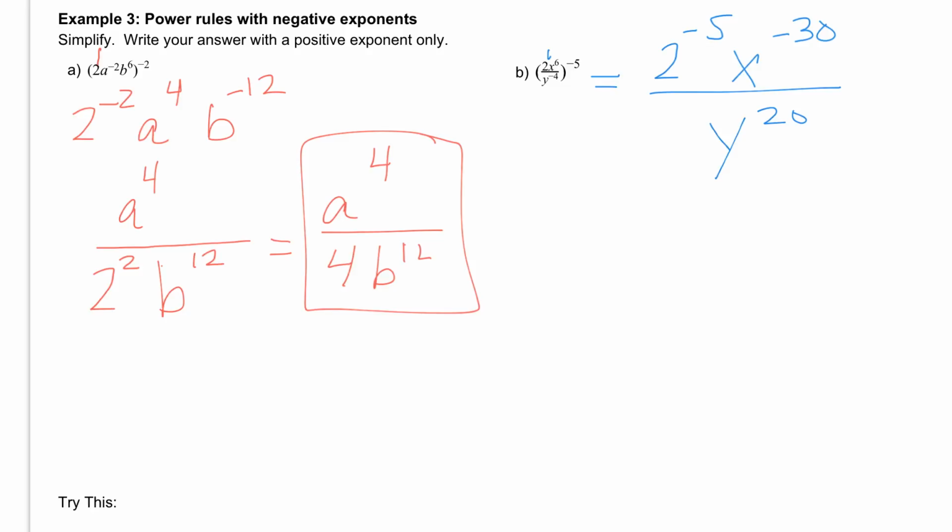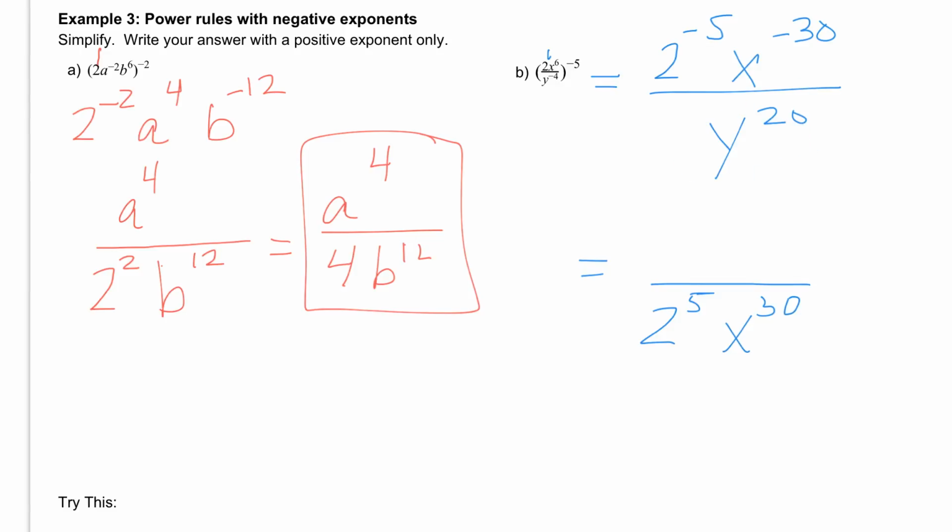And then from here we need to make all our exponents positive. So let's start with our fraction bar and see what needs to go where. If we take a look at this 2 to the negative 5, this has to become a positive 5, so we need to move it to the denominator. So this becomes a positive 5 as our exponent. Then if we take a look at our x to the negative 30, negative 30 is a negative exponent, which tells us this whole thing needs to move to the denominator. So we get x to the positive 30 in the denominator.